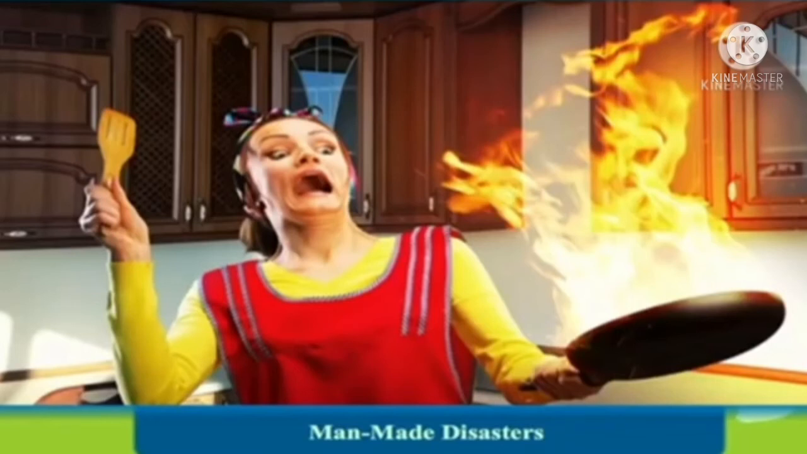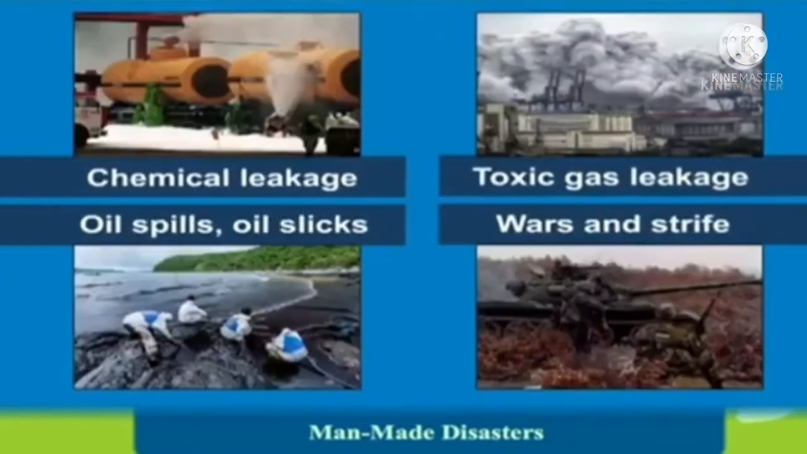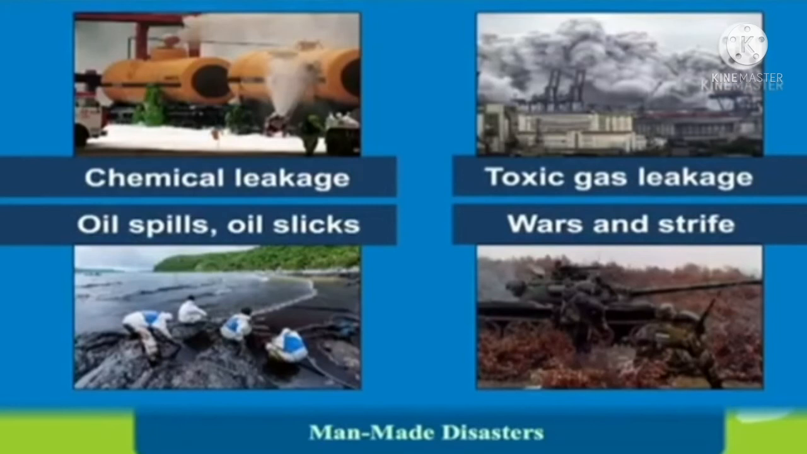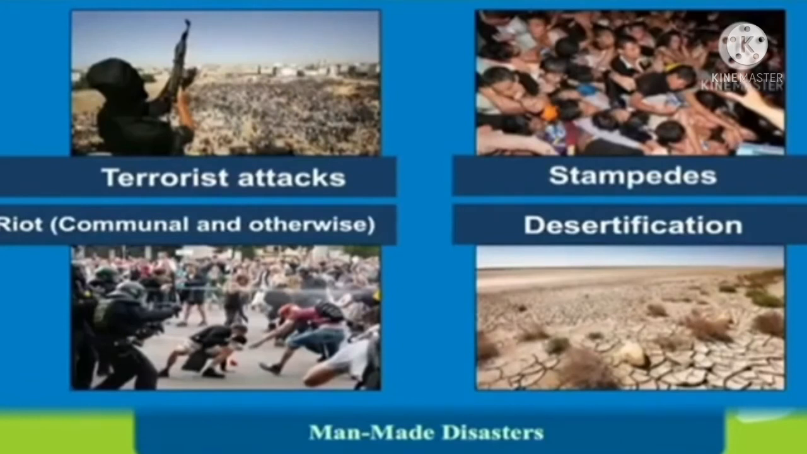Now, the image before you is that of a woman with a frying pan, and you can see fire in it. She's in her kitchen. This is a man-made disaster. These are disasters which occur due to human activities. They include explosions, oil spills and oil leakage, chemical leakage, toxic gas leakage, wars and strife. These are all examples of man-made disasters.